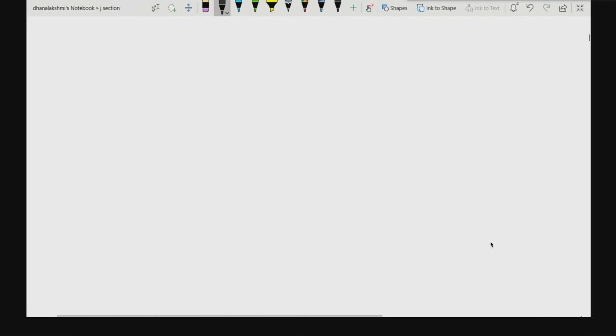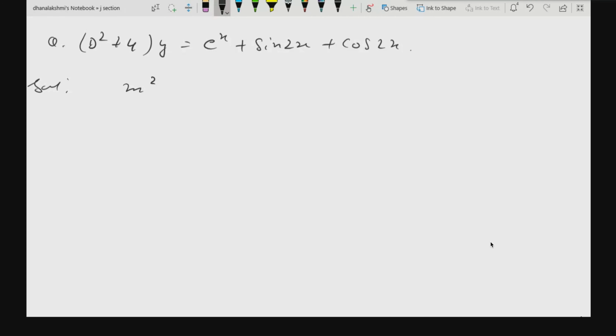Okay, now solve this one as I told you. What was that question? D square plus 4y is equal to e to the power x plus sin 2x plus cos 2x. So on solving, you have your auxiliary equation m square plus 4 is equal to 0. So m will be equal to plus or minus 2i. Complex conjugate roots you have got. So what will be your complementary function? Tell me.